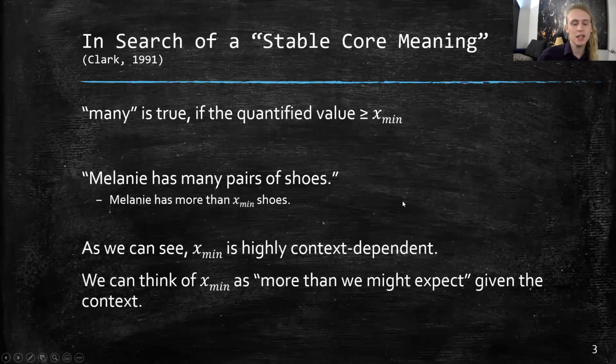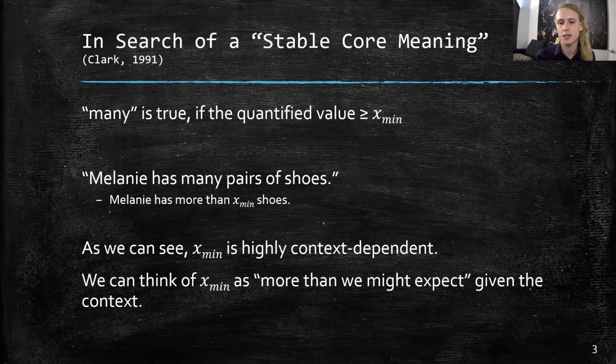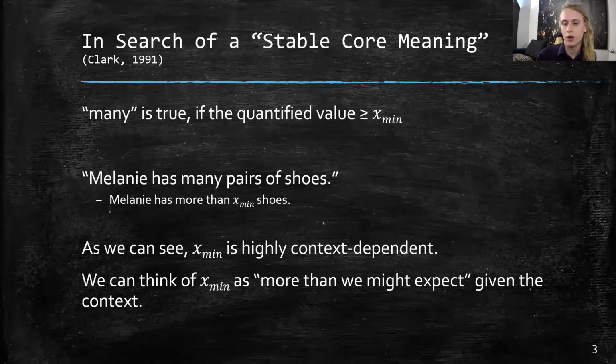And one way that we can think about this x min is about our expectations, right? So Melanie has many pairs of shoes would mean Melanie has more pairs of shoes than we might expect her to have given the context. So this is a step in the right direction, but because the x min is very dependent on the context, there's different x mins for each individual context. We have a core meaning, but it's not necessarily a stable core meaning.